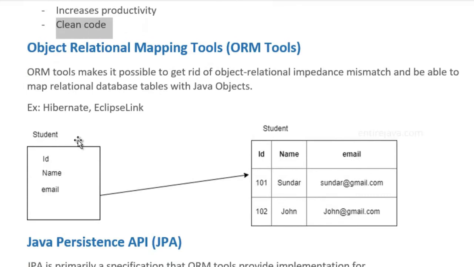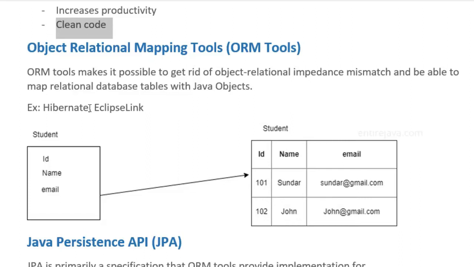And then we have ORM, or Object Relational Mapping Tools. These tools help you map the Java objects with the relational database tables. I mean, if you take a look at a Java object, you have an object called student, within which we have all these properties, ID, name, and email. We can sort of map the same with the relational database table. We have student table and its attributes, ID, name, and email. So this is the kind of problem that these ORM tools are going to solve.